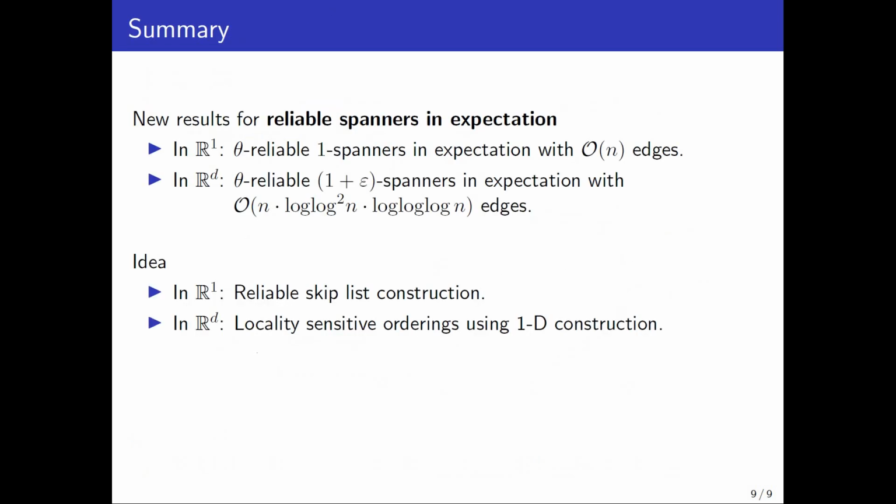To conclude, we can be happy now because we have spanner constructions that can survive catastrophic failures of their vertices while having only linear or almost linear size based on the dimension.